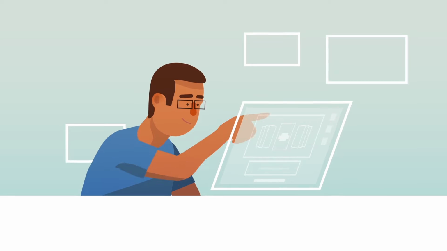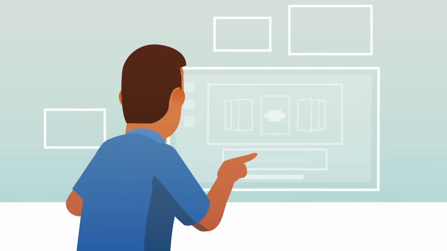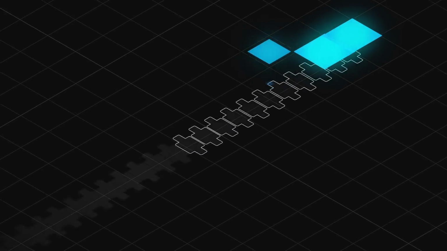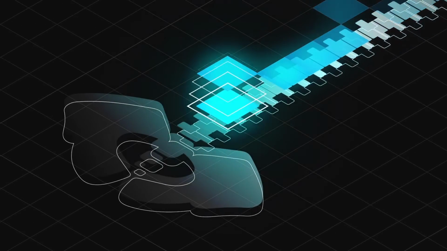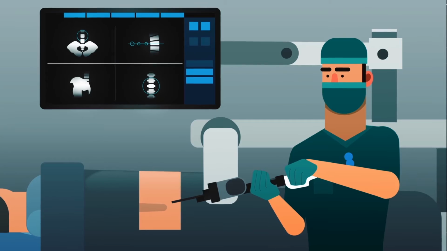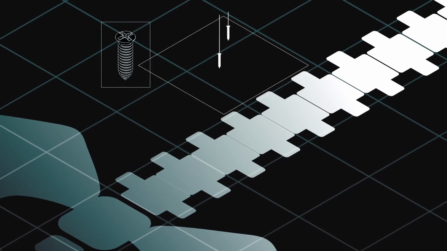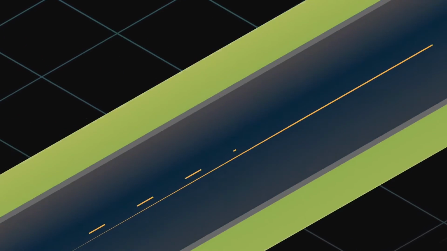Before surgery, your body's images are imported into ExcelsiusGPS. This creates a map to guide your surgeon in the placement of your spinal screws based on your anatomy. The surgeon then uses this map to maneuver the robotic arm and place your screws with unprecedented accuracy.